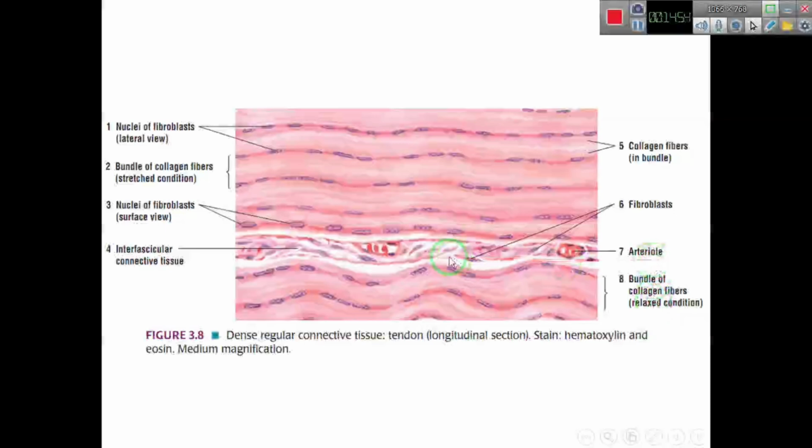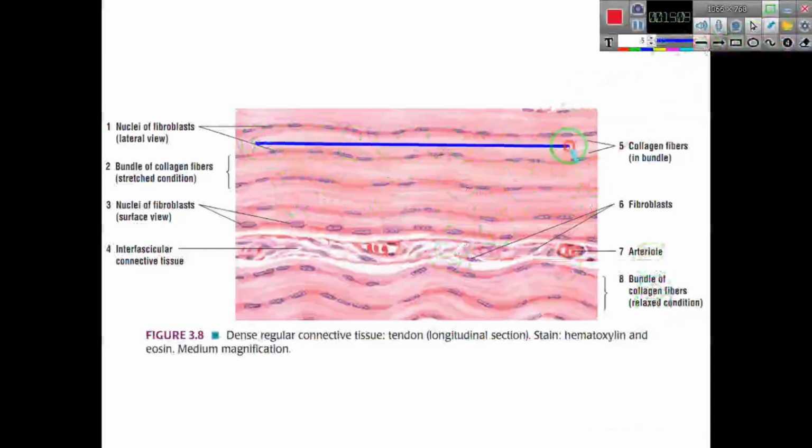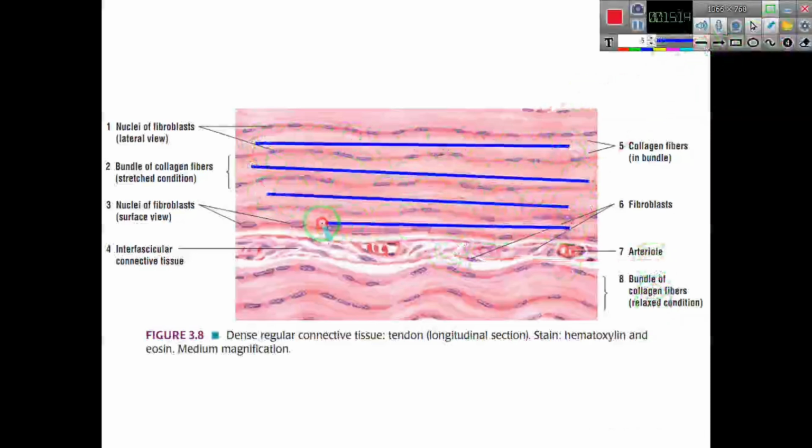We said in dense connective tissue sometimes we have parallel fibers. You can see all of the fibers here are in parallel. Let me show some of them. For example, these are the directions of the fibers. You can see all of them are in one direction, and the direction of the fibers also causes a regular arrangement of the cells between the fibers, again in one direction.